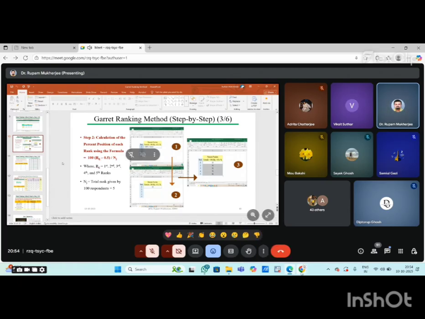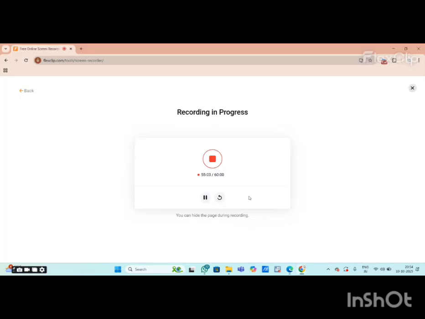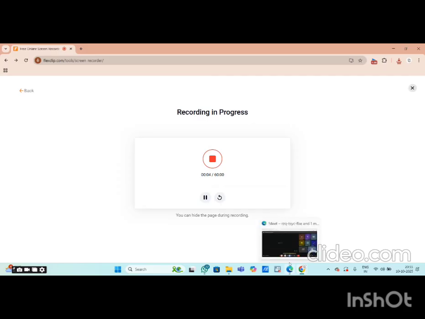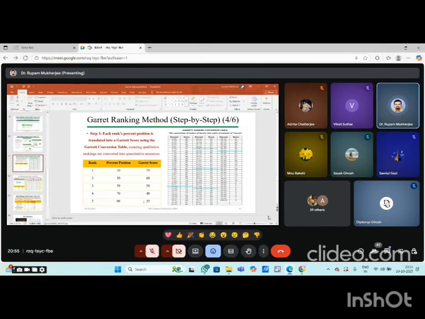Sir, if the ranks are high, the corresponding percent positions will be high. If rank 1 is 10, how does rank 5 become 90? It will be determined on Garrett score. And the Garrett table has been devised in such a way that the lower the percent position, the higher the score.